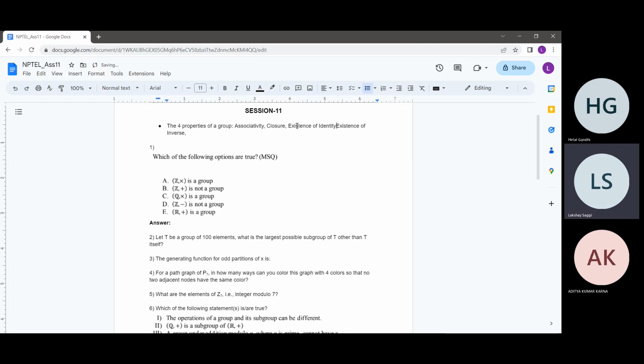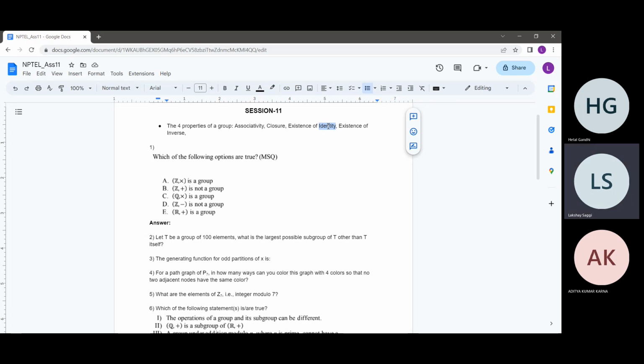So what is identity? Existence of identity means there should exist an element in the group, and the property of that element should be that, let's say the operation is plus, there should exist an element x in the group such that for every element a in the group, a plus x should give me a only.